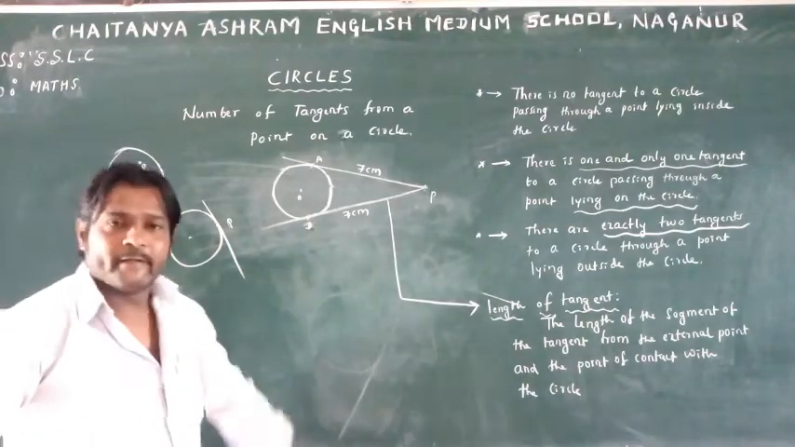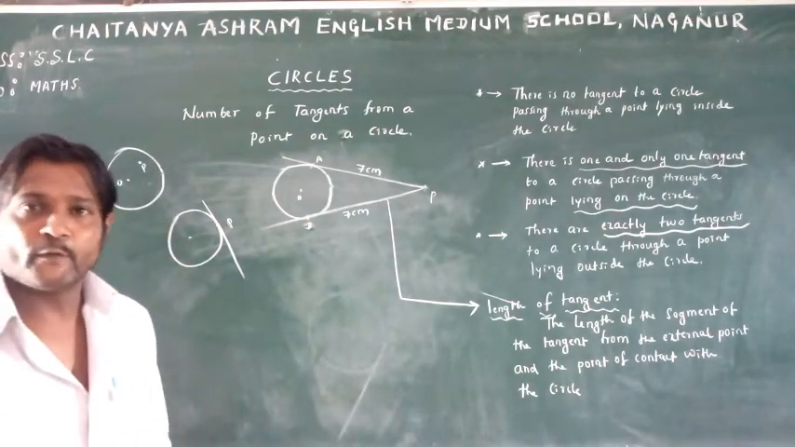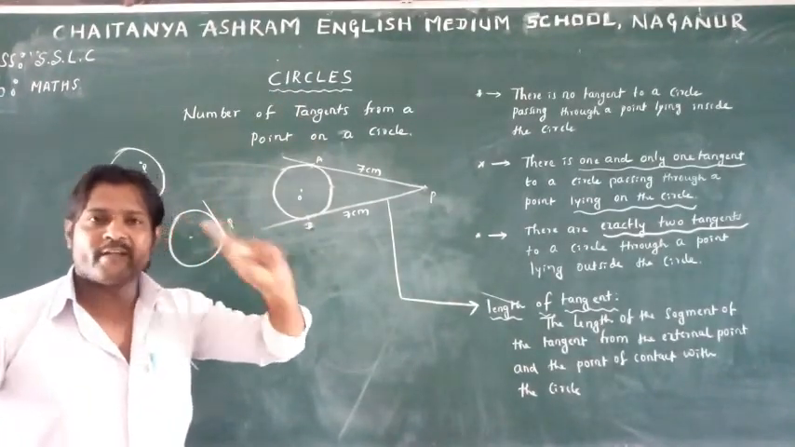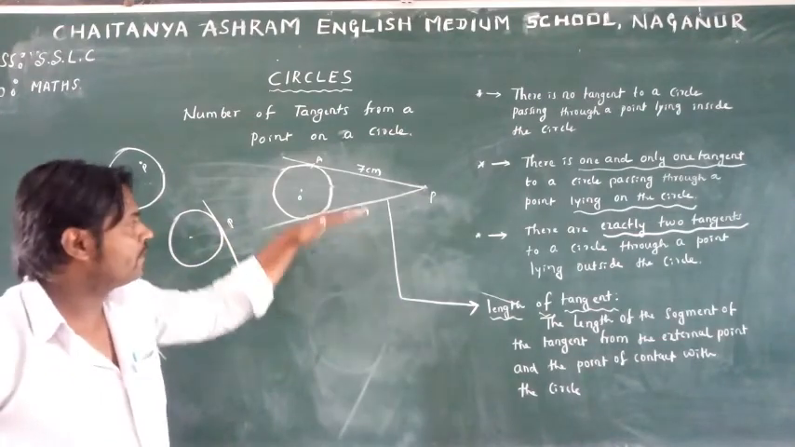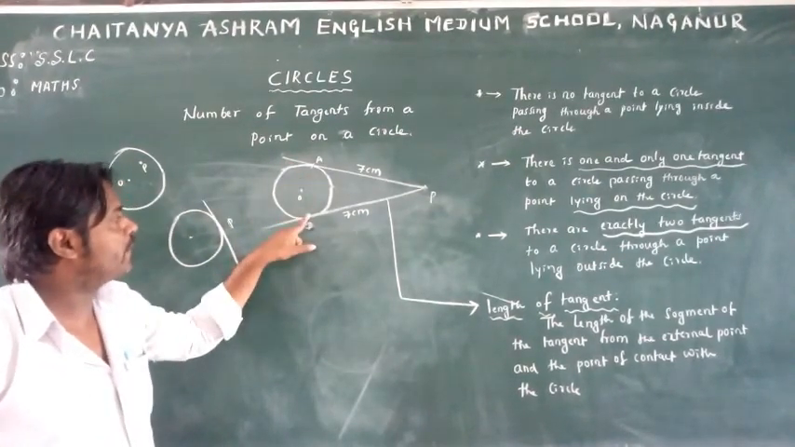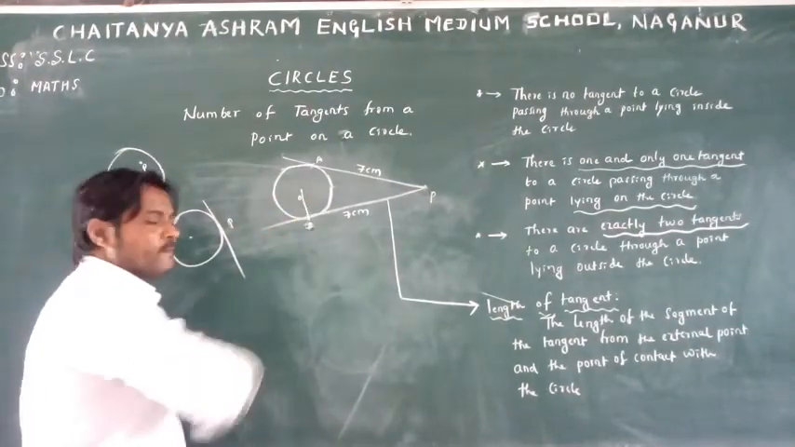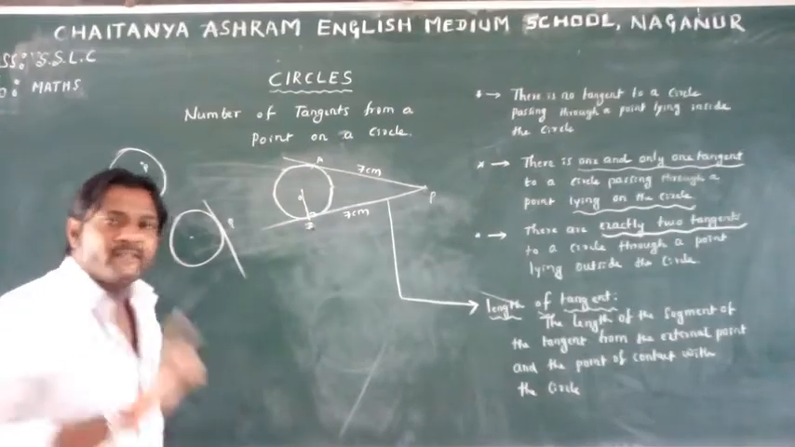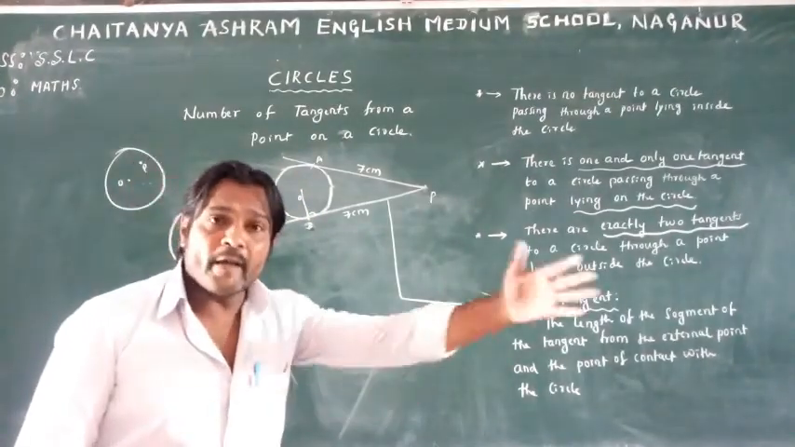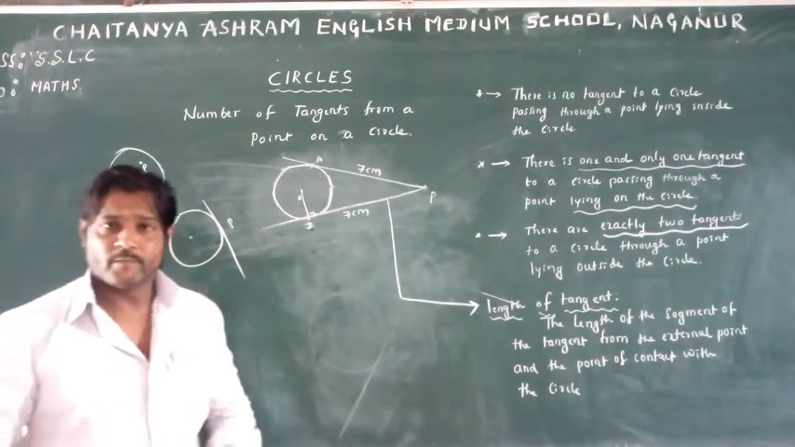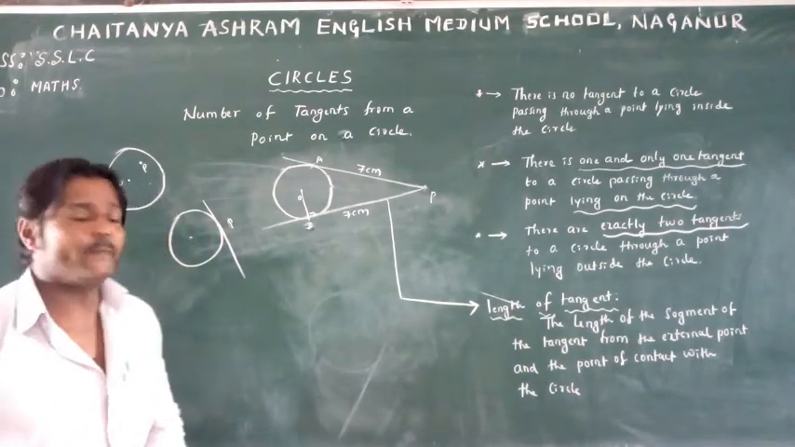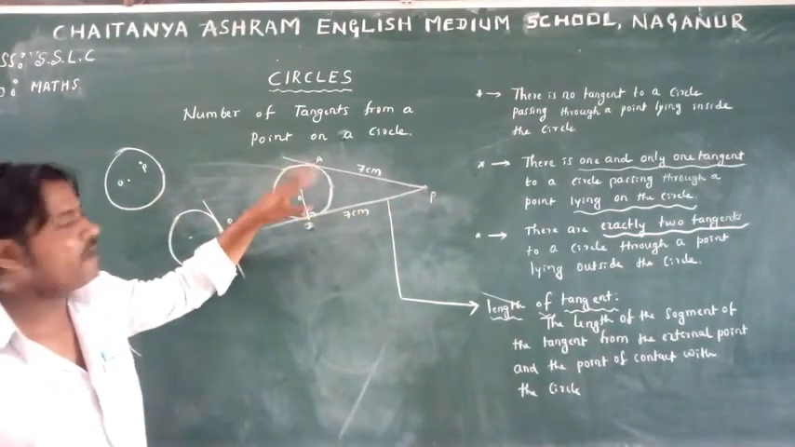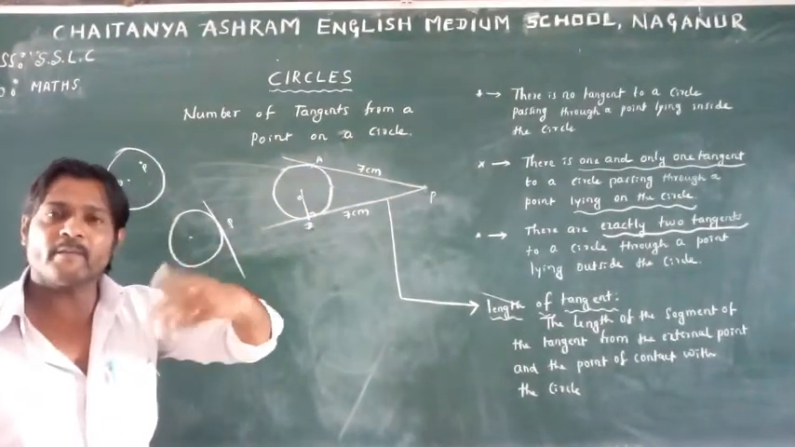So dear children, this leads us to theorem number 2. In this topic there are two theorems. We studied the first theorem: a tangent is perpendicular to the radius through the point of contact. This is theorem number 1. Now we are going to study another theorem, theorem number 2: tangents drawn from an external point to a circle are equal in length. This is theorem number 2.